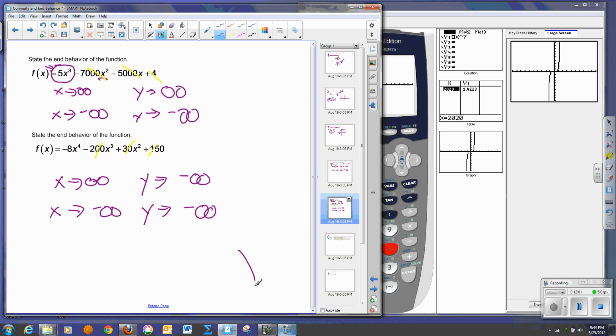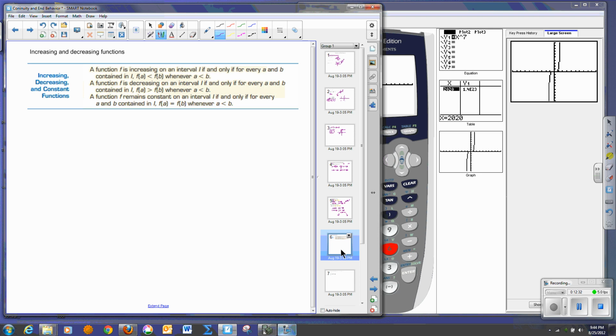In other words, the graph is going to do something like this. We don't know what's happening in the middle, but that's not what end behavior talks about. It only talks about the two ends. Whereas this graph over here said at the end of the right side, it goes like this, and at the end of the left side, it goes down. I don't know what it does in the middle. Let's move on.